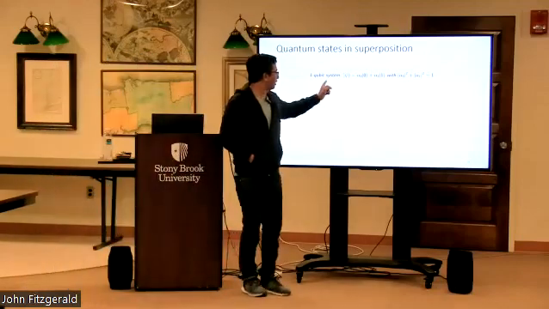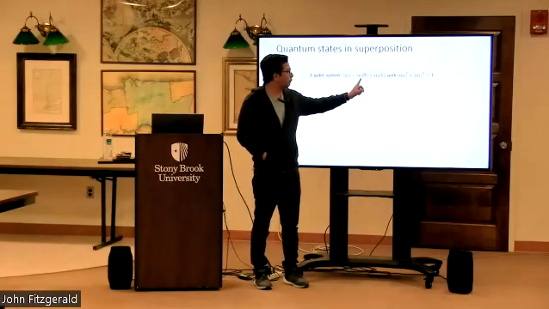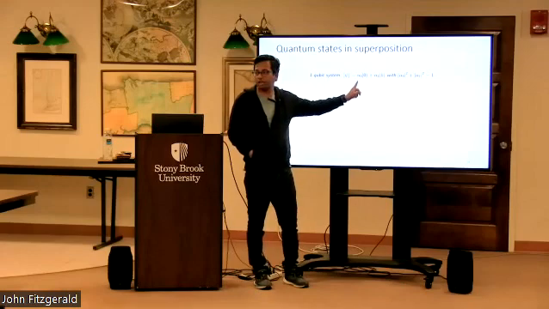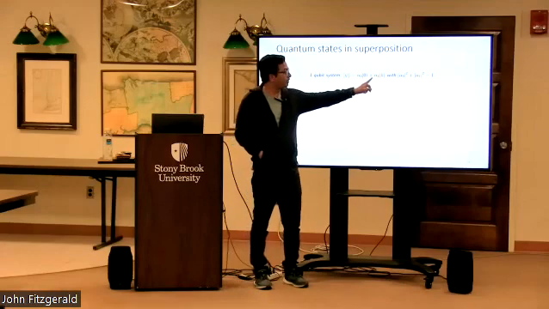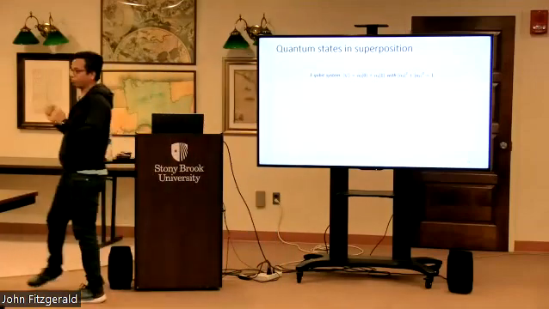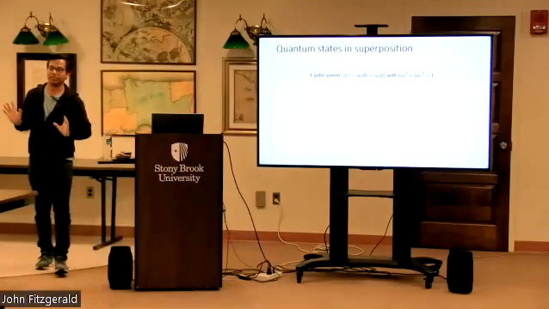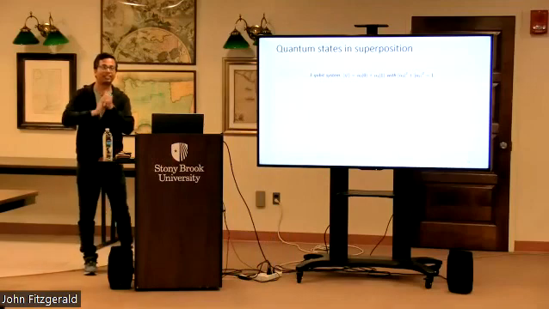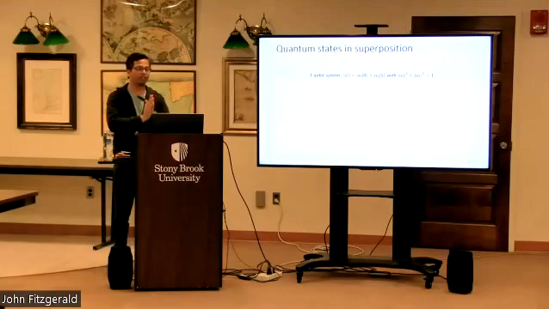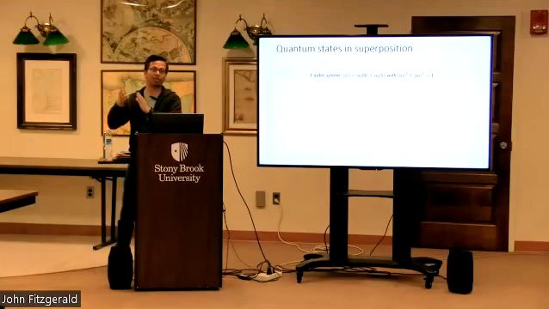Okay, so you can think of it as being in the state 0 with amplitude alpha 0, and in state 1 with amplitude alpha 1. What are these amplitudes? Think of them as probabilities. The only thing is that these amplitudes could be complex numbers. So there is this constraint that alpha 0 squared plus alpha 1 squared needs to add up to 1.